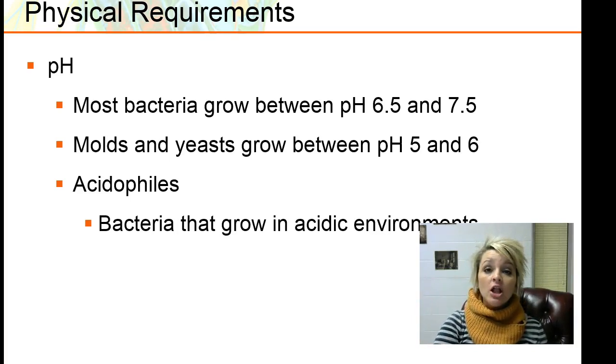And so a lot of times we give what are called acidophilus pills. Those are probiotics that a lot of people take in order to rebalance that pH. Those same types of acidophiles are found in yogurts.